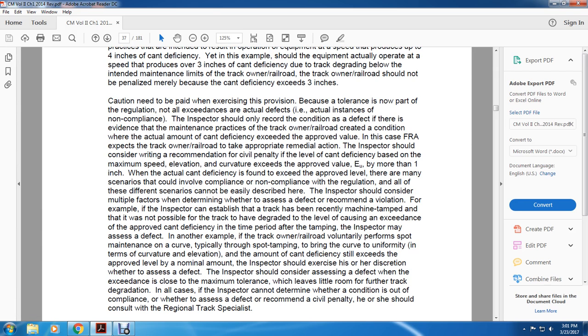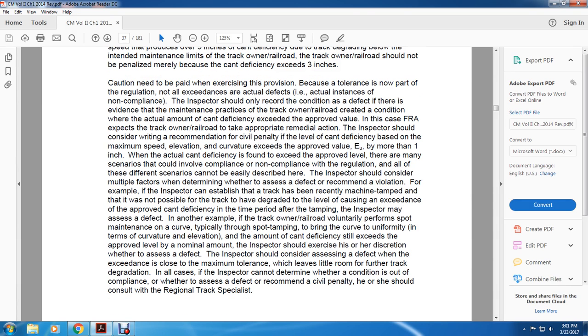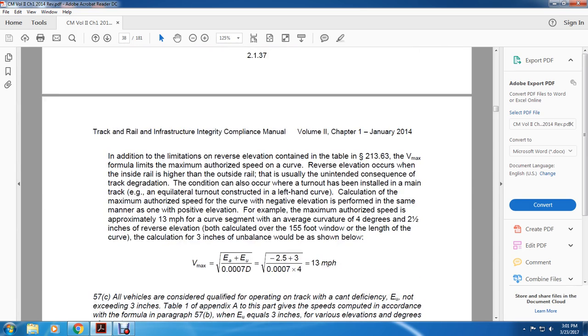The inspector should also consider assessing the defect with the exceeding of the closed maximum tolerance, which leaves little room for further track degradation. In all cases, if the inspector cannot determine whether the condition is out of compliance, or whether to assess the defect recommendation civil penalty, he should consult the regional track specialist.